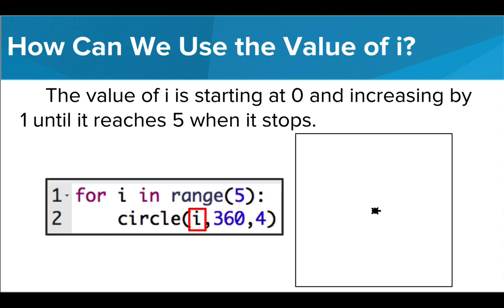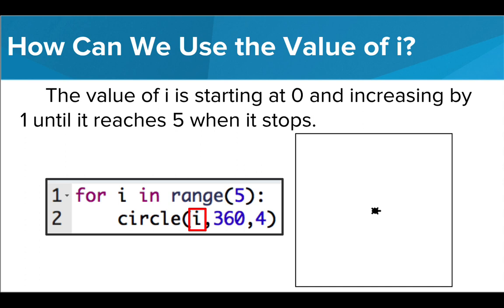Let's look at one more example. Here, i is starting at 0 and counting up to 5. We are using i in our code to control the radius of our shape. We're using the extended parameters for our circle command, so Tracy will actually be drawing squares, not circles, because we've entered 4 for the number of points. But when we run this code, it looks like nothing happened.